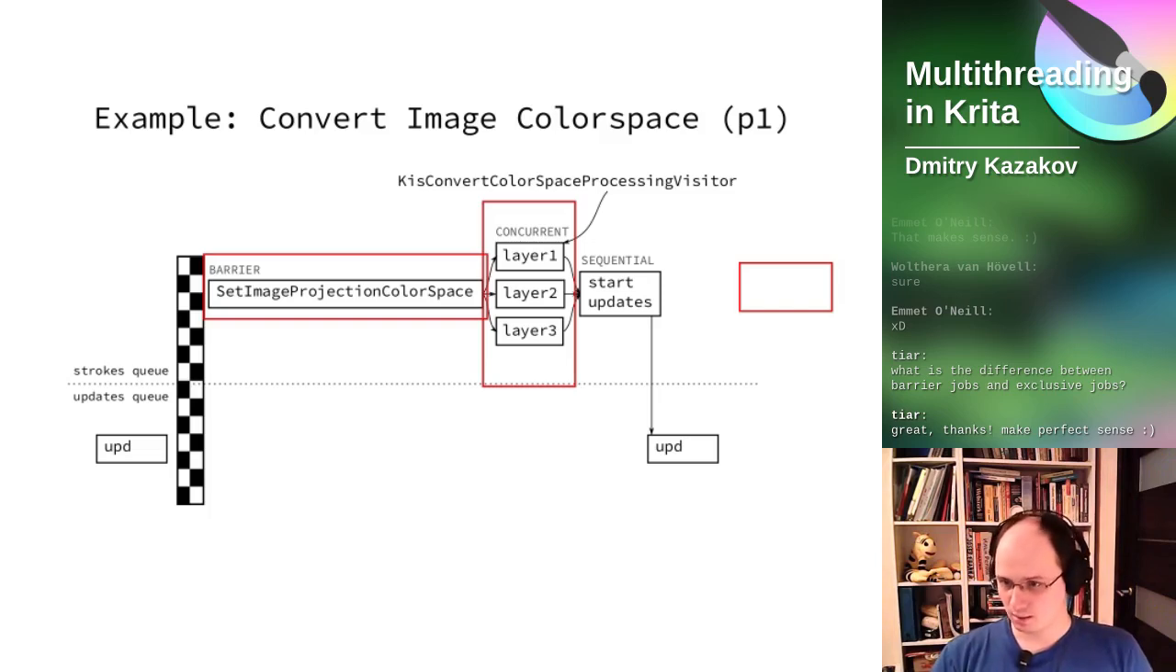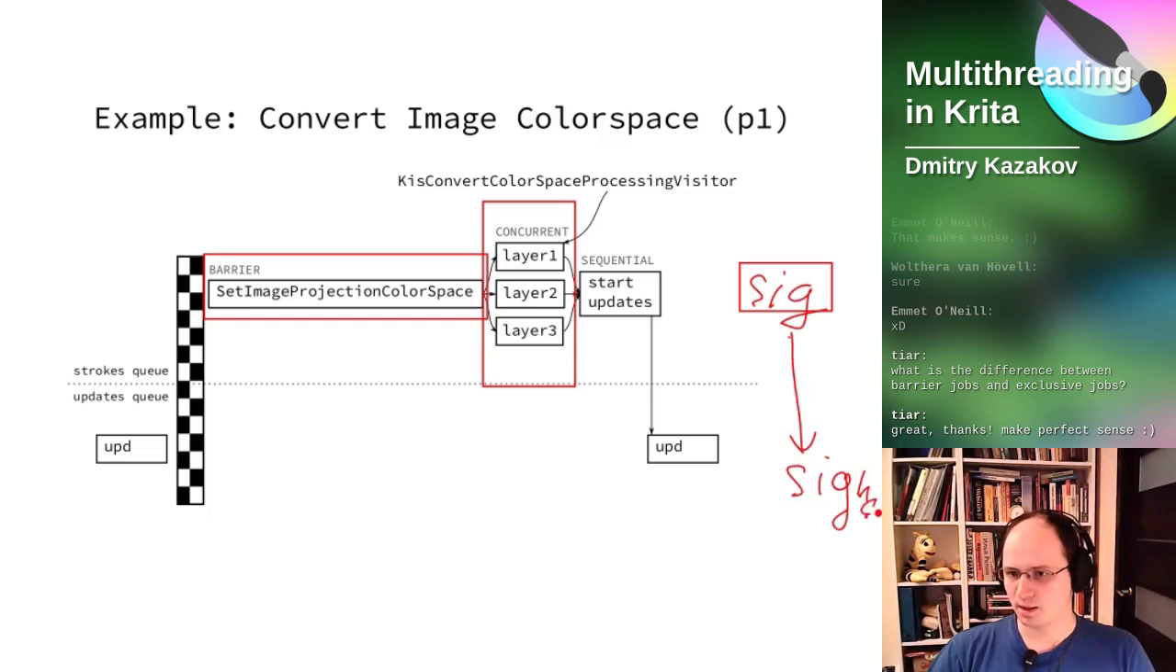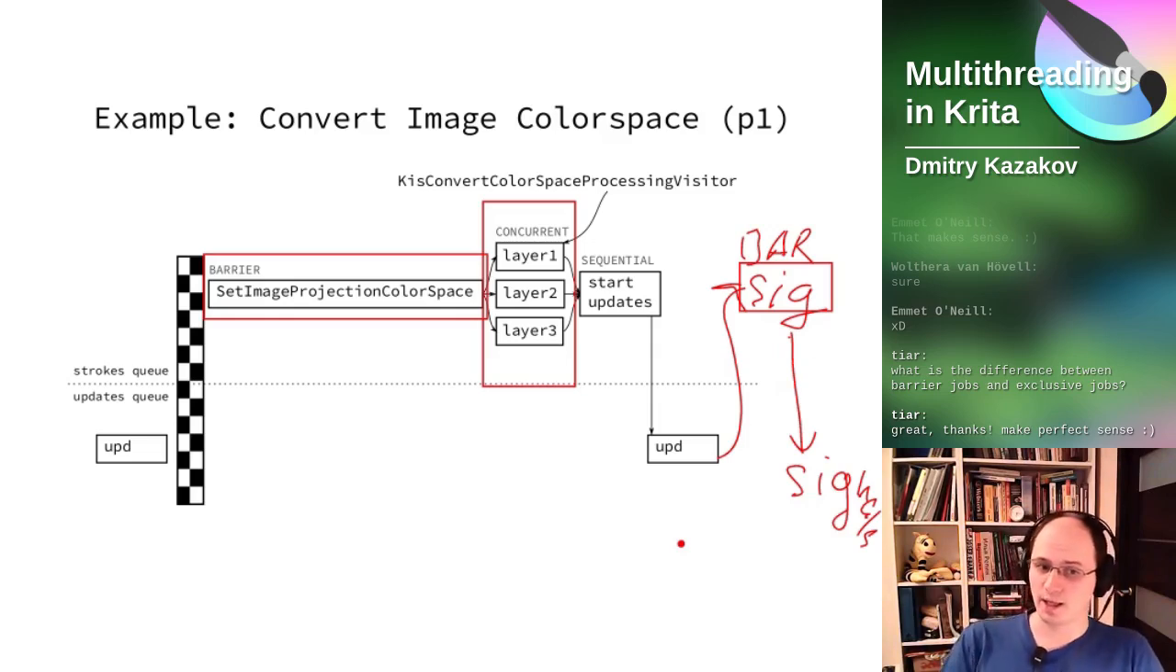command. Oh, it's a different stylus. Sorry. It's one more command that emits signals, and it is called as barrier. So it waits for updates to finish. Obviously, we should emit a signal that image color space has changed only after the actual projection is ready.